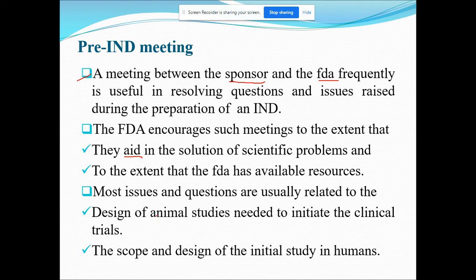Now try to understand, student. Because of this pre-IND meeting, या pre-IND meeting मुळे काय होतंय? It is beneficial for the sponsor, it is beneficial for the applicant, those who want to apply for the IND. ज्यांना IND साठी अप्लाय करायचं असेल ना, त्यांच्यासाठी हे खूप चांगलं आहे की या मीटिंगमध्ये आपले डाऊट्स, आपली क्युरीज, आपले जे काही क्वेश्चन्स असतील ते आपण रिसॉल्व्ह करू शकतो by having a meeting with the team of FDA.